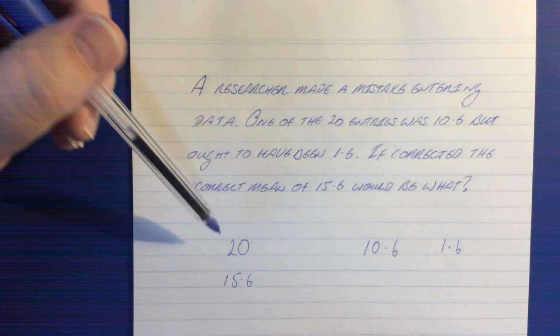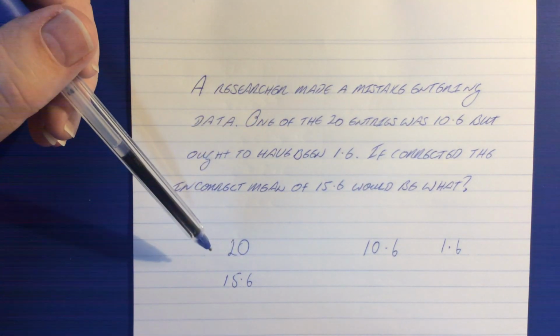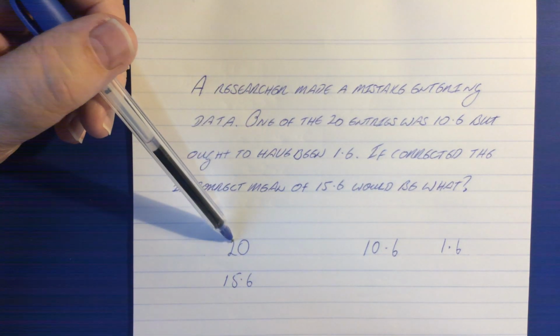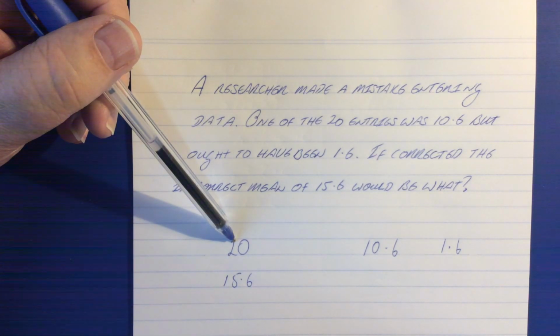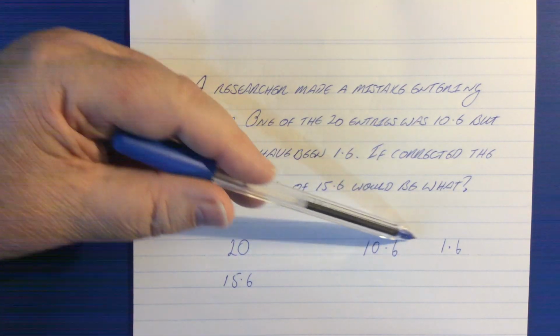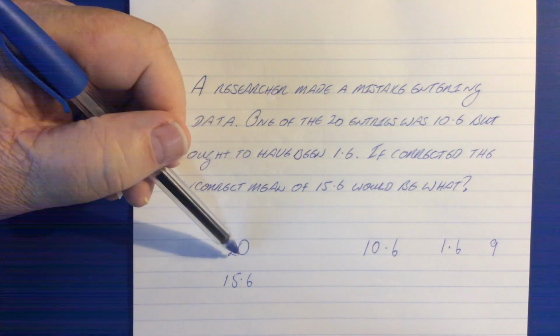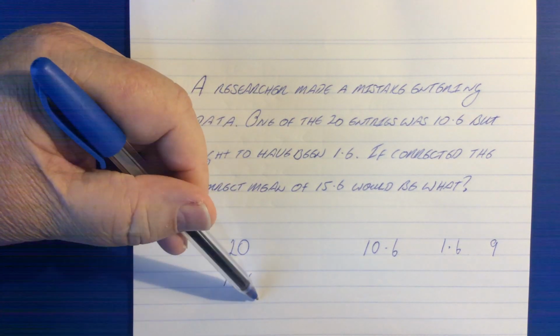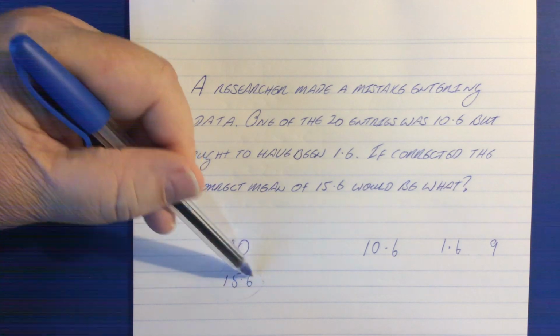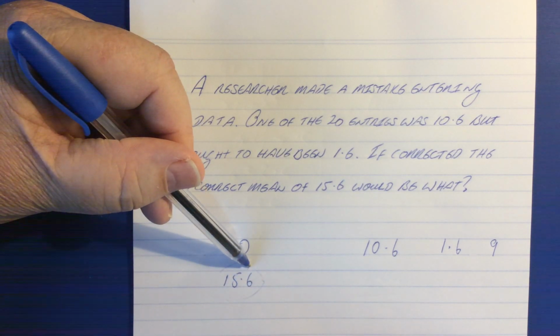So what can we surmise from what information we have? There are 20 pieces of data. One of them is wrong, and it's out by 9. 10.6 minus 1.6 gives us 9. And what we know is that the false mean was 15.6.